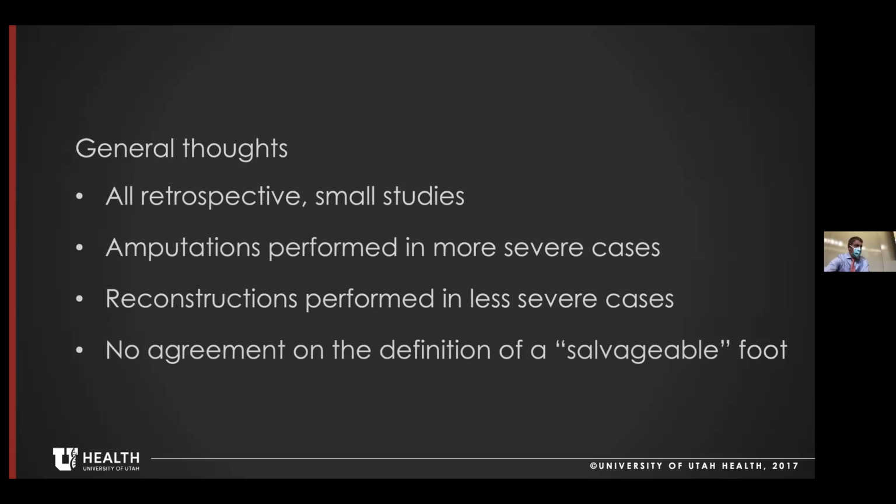So some general thoughts on those studies. They're all retrospective. They're all pretty small. The amputations universe, in general, the amputations were performed in more severe cases. The reconstructions were performed in less severe cases. So if you gave everybody an amputation, would they do better or worse? If you gave everybody a reconstruction, would they do better or worse? I don't think we know. And then there's no real agreement on the definition of a salvageable foot.